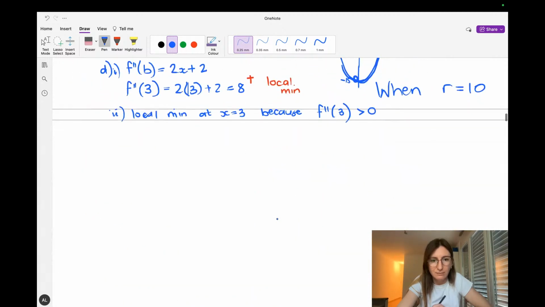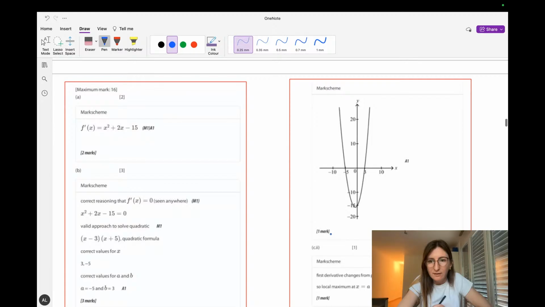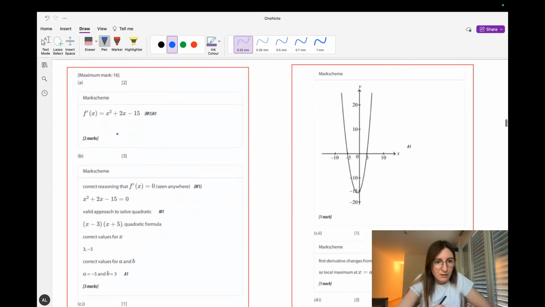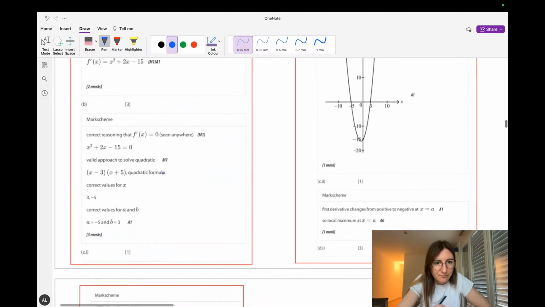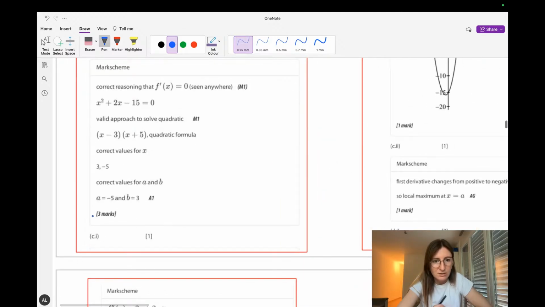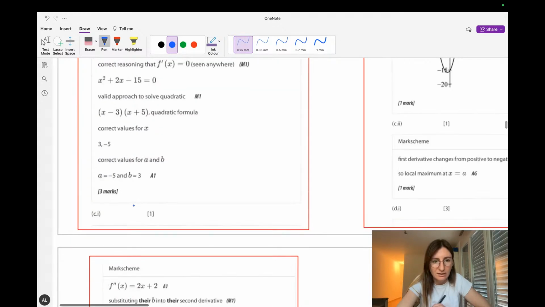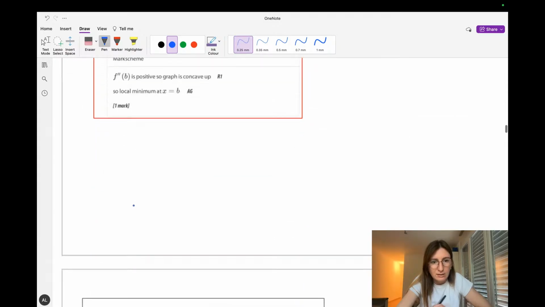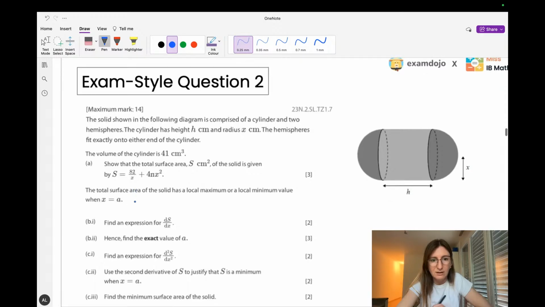Let's try an optimization one. Here we have our graph. It was only 1 mark, so really a rough sketch for that was fine. Marks for our differential. Valid approach to solve quadratic. So you could use factorizing, you could use quadratic formula. And see, you get not just a mark for saying that you get 3 and minus 5, but for saying a equals minus 5 and b equals 3. So you had to get those in the right order and you had to state them, not just x equals minus 5 and x equals 3. Nothing too crazy there.